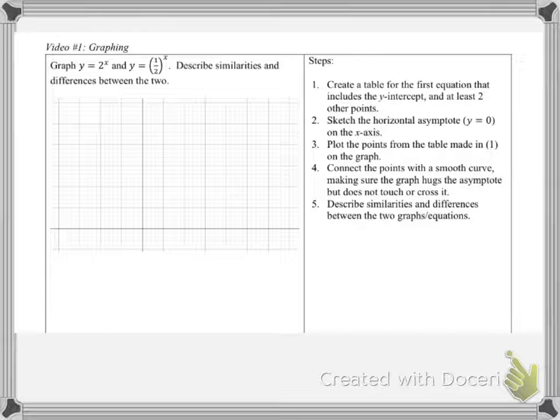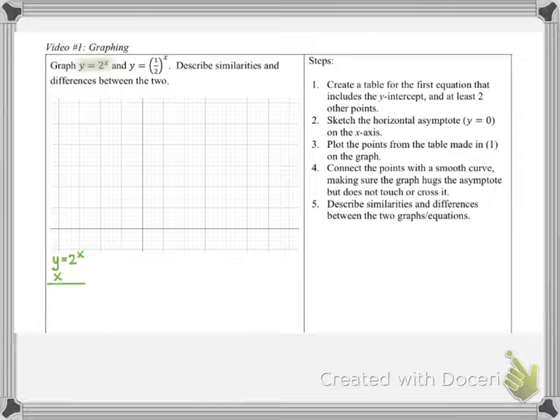Okay, so I'm going to follow my directions off to the side, and I'm just going to start with one equation at a time. So I'm going to do y is equal to 2 to the x. I'm going to go ahead and color code this guy green. All right, so if I take that equation, and I need to make a table out of this, y equals 2 to the x.